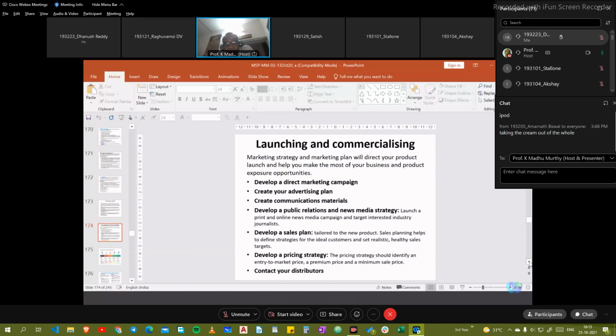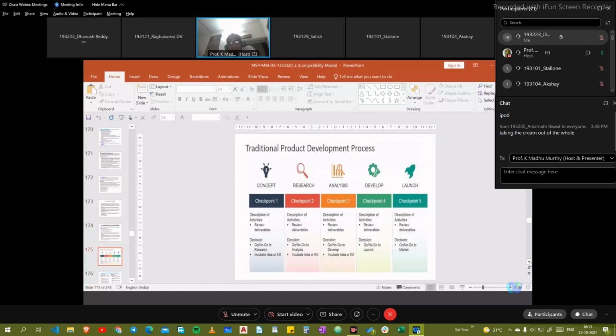These are some of the things we have: concept, research, analysis, development, finally launch. At every stage, you have a possibility of a decision of a go or no go sort of situation. So for every concept, you can say no, where it doesn't satisfy the objectives with which we have started. If it doesn't satisfy, it's a no go. Or else it goes through this point till we could come up with the product.